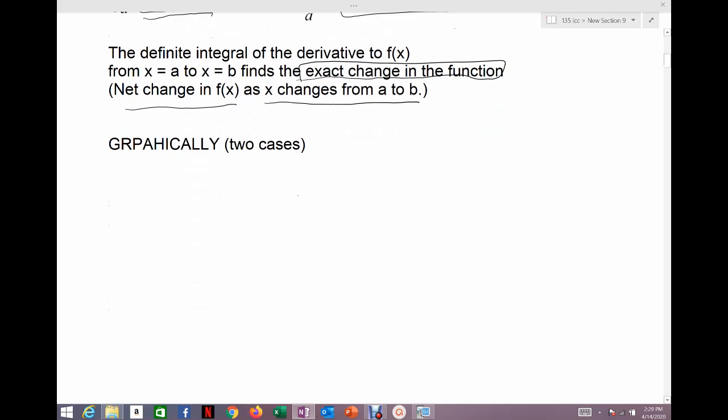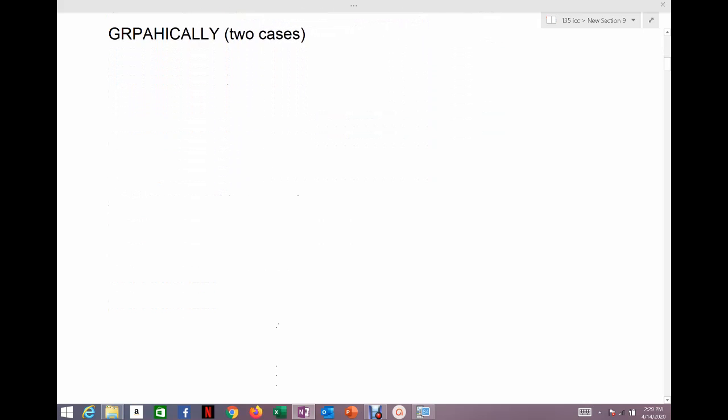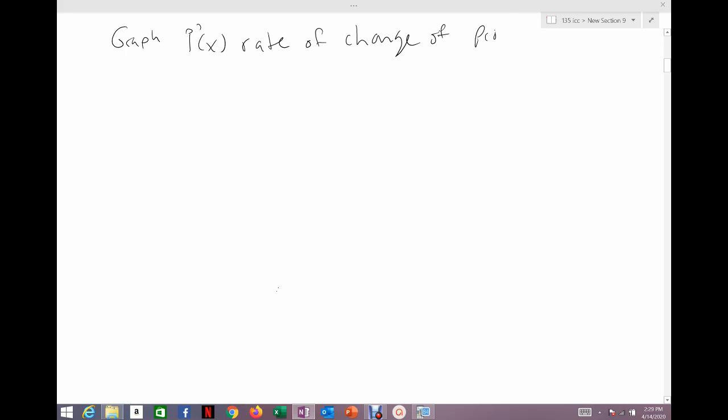The two cases are what I talked about before. Area above is positive, area below is negative. All right, so I'm going to graph an example of a derivative of profit. So p prime of x, which is my rate of change of profit, suppose it would be $1 per item, per item sold. That would be my rate of change, whatever it would represent.